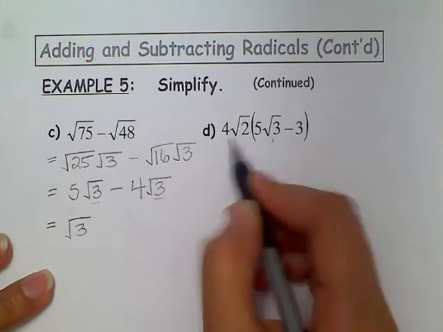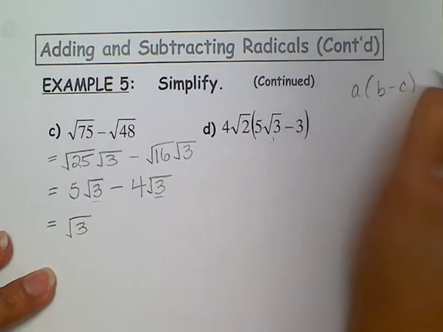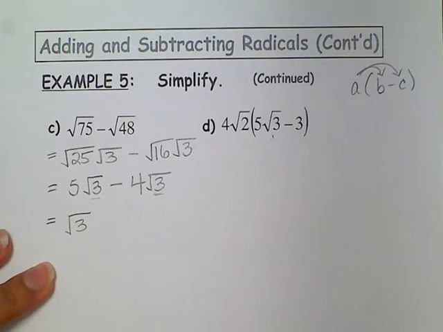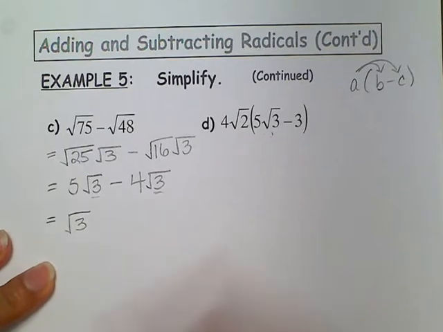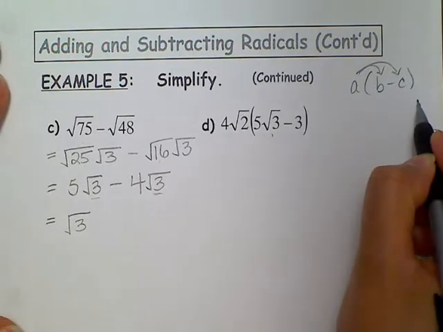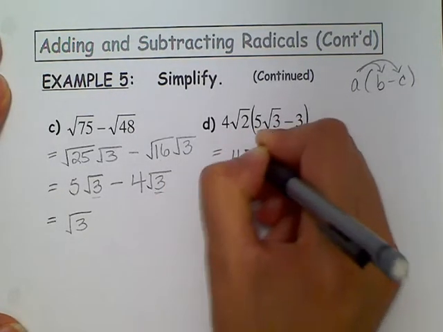So what I'm going to do is notice that I have a 4 root 2 at the front. And so this is sort of like A times B minus C. I actually have to apply the distributive property and multiply the coefficient part with the first term in the brackets and then the coefficient part with the second term in the brackets. Okay? And so I'm going to do exactly that.